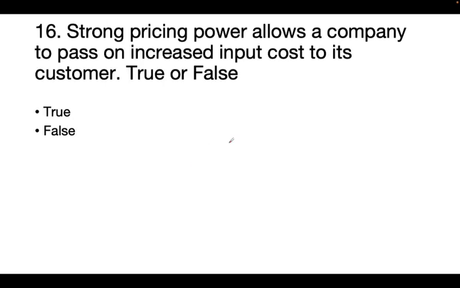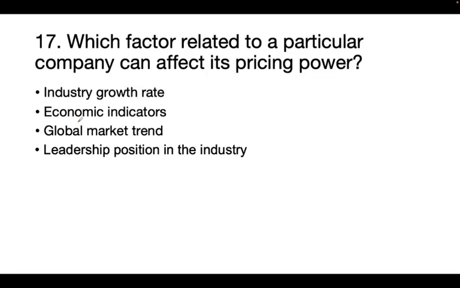Next question. Strong pricing power allows a company to pass on increased input cost to its customer. True or false? The answer is true. Next question. Which factor related to a particular company can affect its pricing power? Industry growth rate, economic indicators, global market trends, leadership position in the industry. So the correct answer is leadership position in the industry.